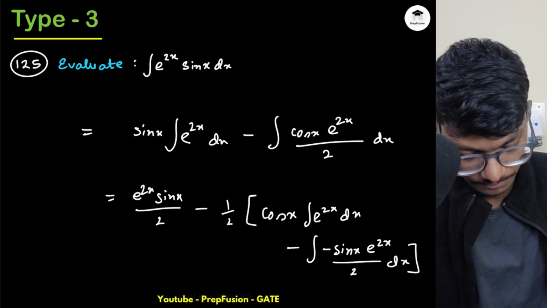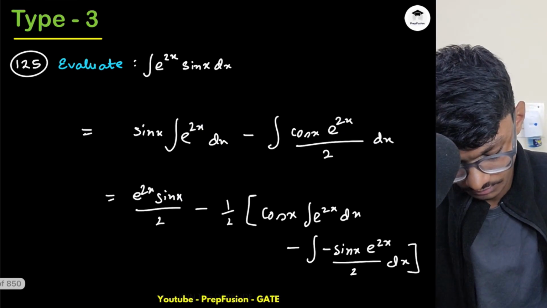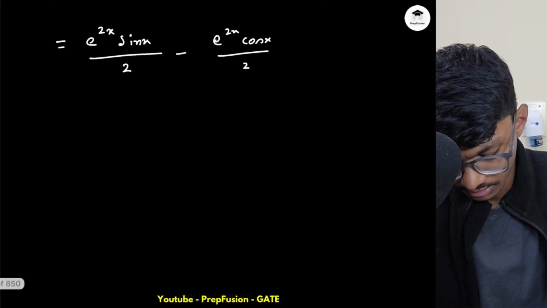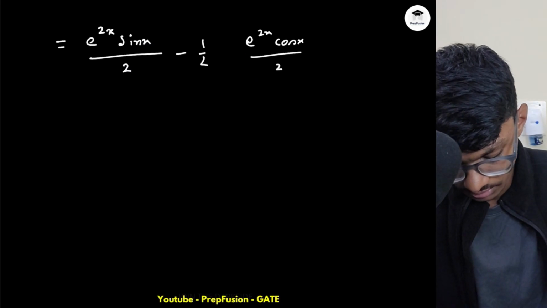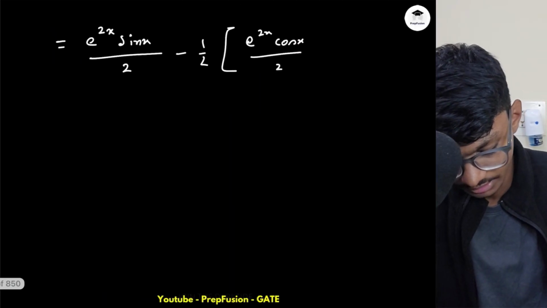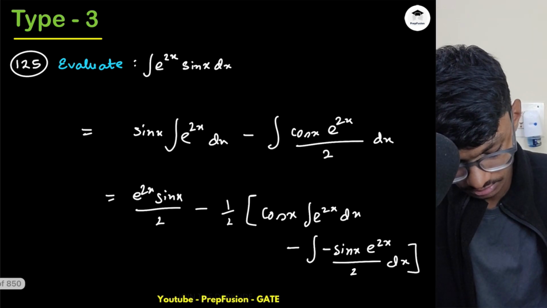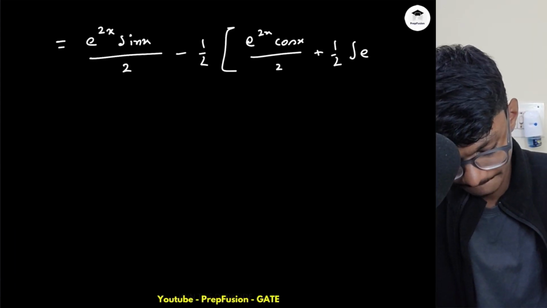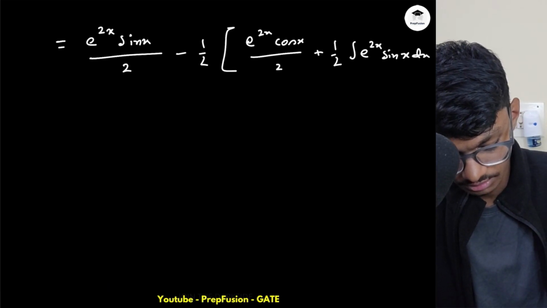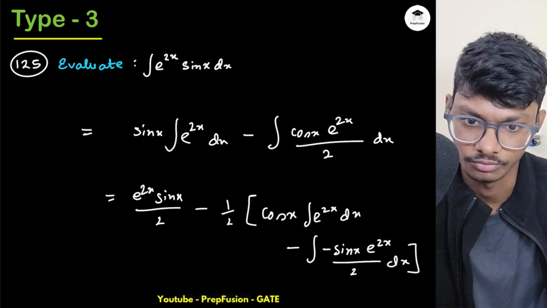Then what is this? Can you tell me what this is? Okay, I have a minus half also outside. Sorry, so this minus half is also outside, and this, right? This is plus. I can write this plus 1 by 2 e raised to power 2x sin x dx. Now is this looking similar to anything?